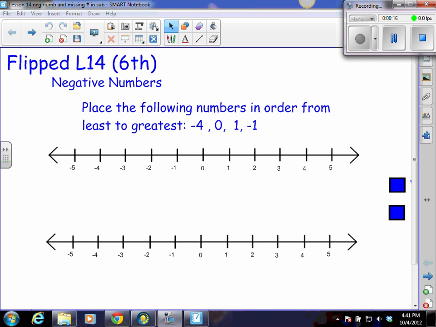We start by just really looking at a list of numbers, and we see our list of numbers of -4, 0, 1, -1, and the question is, can we put them in order from least to greatest? Now, to understand this, the best thing to do is to very quickly place these on a number line.